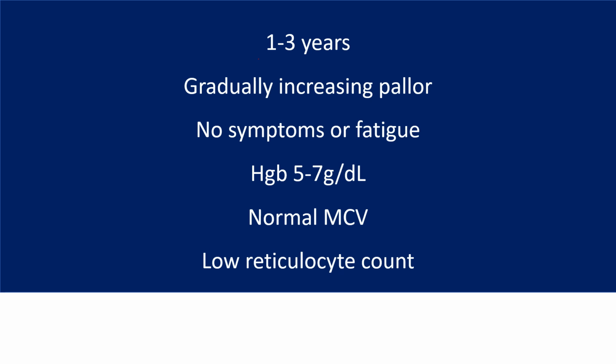If you have a child between 1 and 3 years of age, gradually increasing pallor, no symptoms or fatigue, asymptomatic, and hemoglobin level 5 to 7 grams, and normal MCV, normocytic anemia, and the retic count is low, what is the most likely diagnosis?